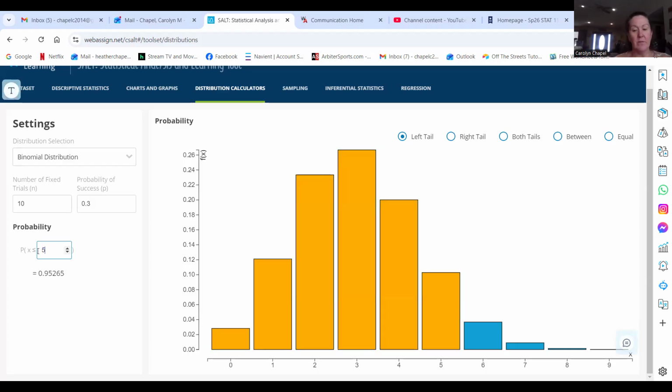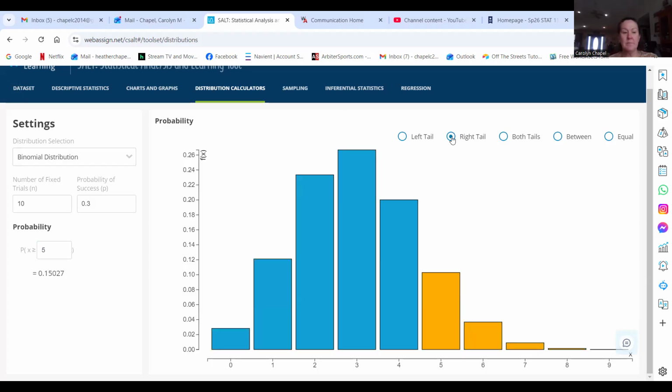Then we had less than 6, which is less than or equal to 5. So I'm going to change that 1 to a 5. Pull off that number, 0.95265. And now I'm going to greater than or equal to 6, so that means I have to flip my tail. And we're going greater than or equal to 6, which is 0.04735. I could have done this one differently. I could have used the previous answer. Notice it's this tail all the way up, and here we were doing less than or equal to 5, which would have been this one all the way down.